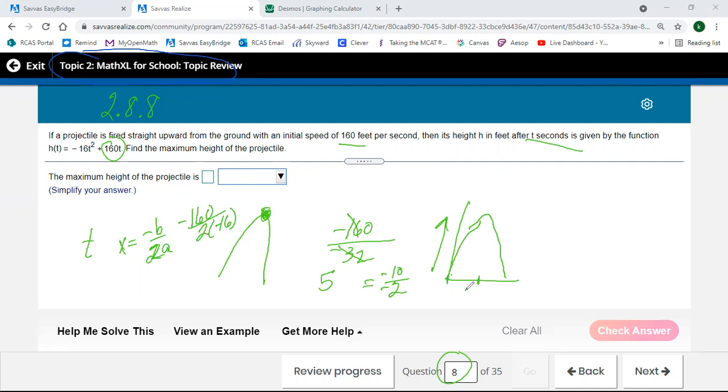So here, if this was your 5 seconds, that's when the vertex occurs there. And then you plug that 5 into the original formula. So that's negative 16 times your 5 squared, that's that first term there, plus 160 times the 5. And so then I'm going to just crunch that out over in a calculator.